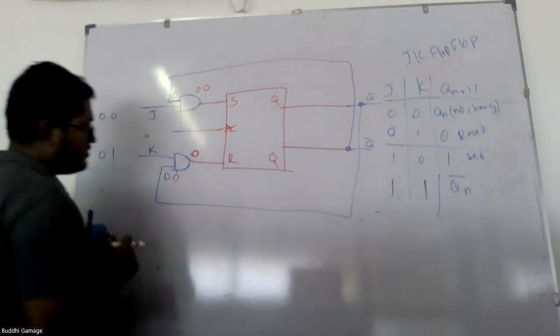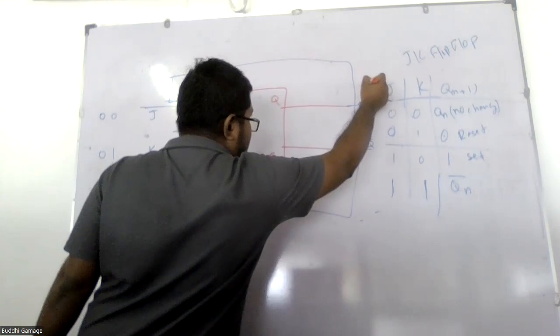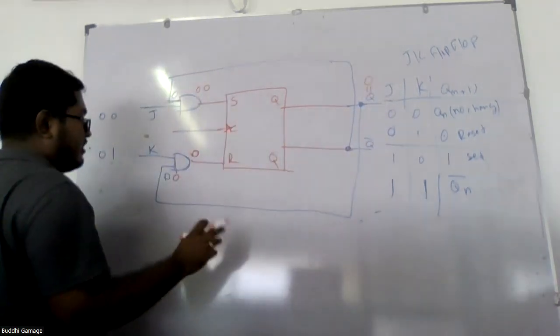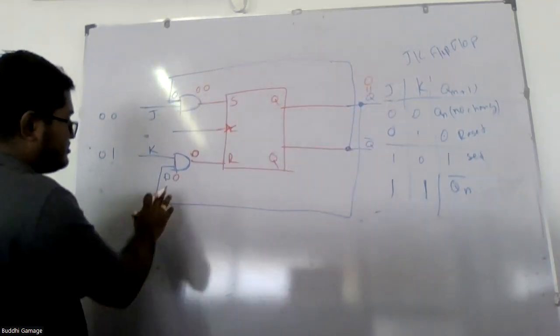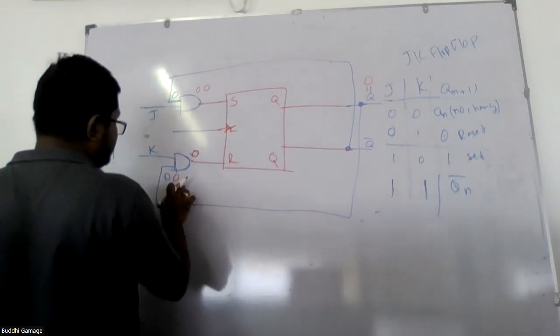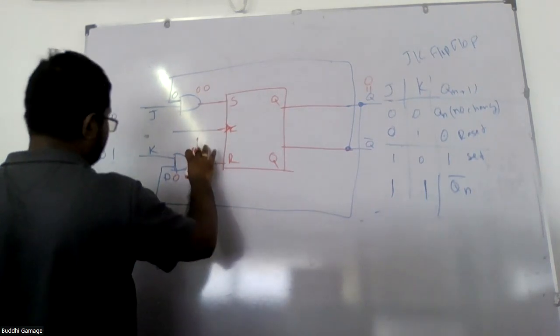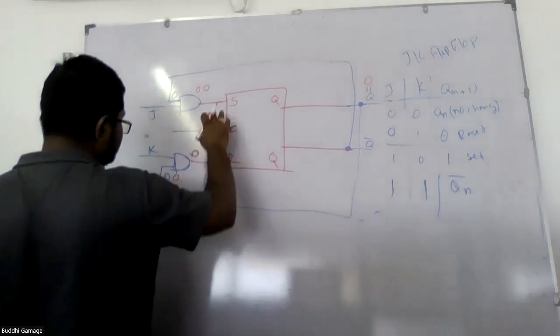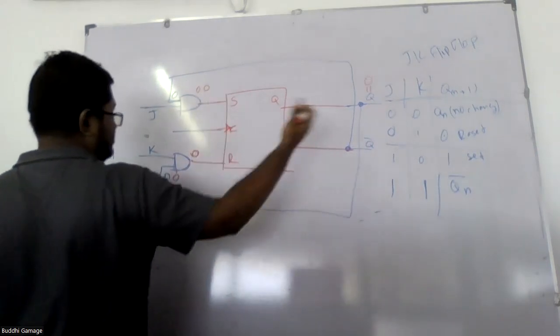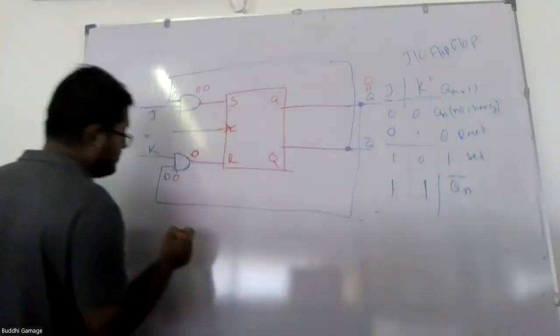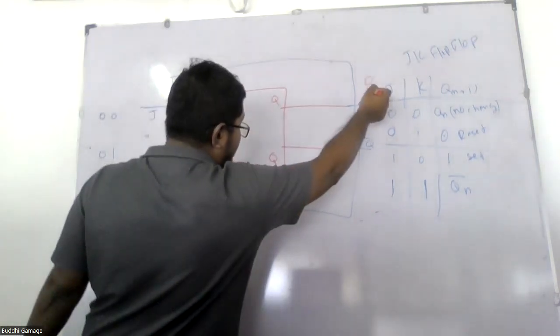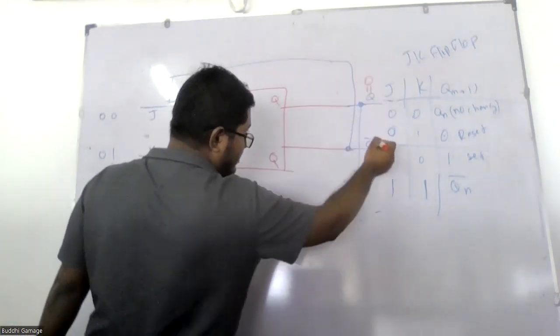Right. So that means Q is 0. Our previous Q is 0. And since this is 0, this will be 0. Either this is 1. So 0 0. So it means no change state. Right. So no change state means Q is 0 and Q bar is 1.